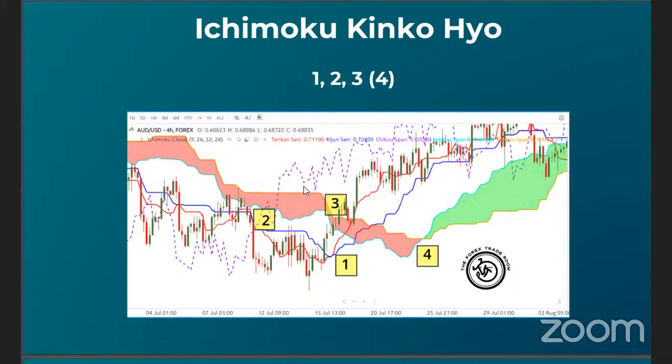Mm-hmm, I see. So we're making a move in a positive direction. It's just another good reference point to be like, oh yeah, we're definitely at the 26 periods ago. This is where I was. Look where I am now.